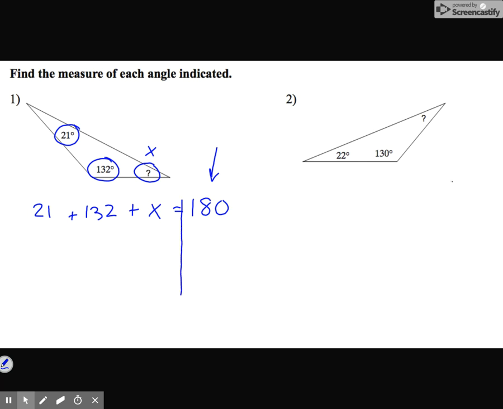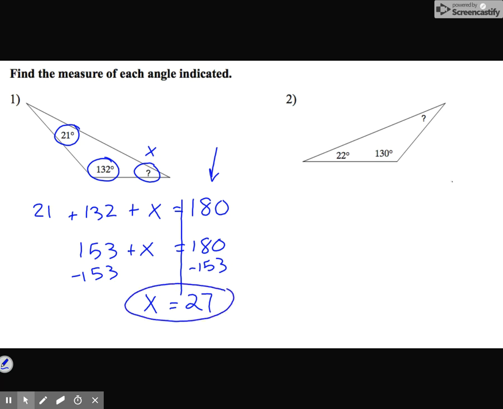If we go ahead and solve, 21 and 132 combine to make 153 plus x equals 180. And now we can go ahead and solve from there. Subtract 153 on both sides, and we get x equals 27. That's the value of x. Now, it just so happens that we only have x in that corner, so 27 degrees is our value.